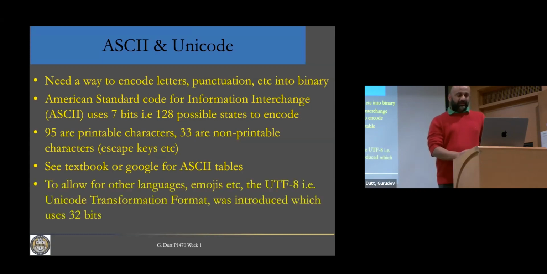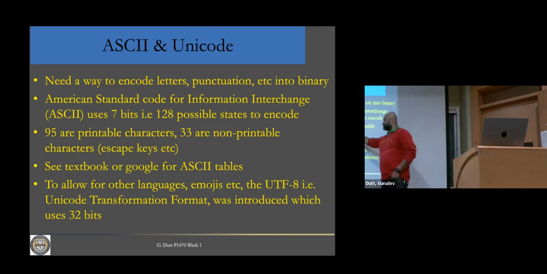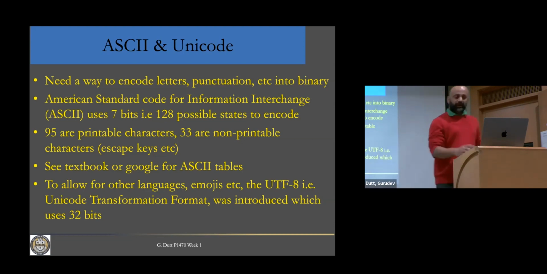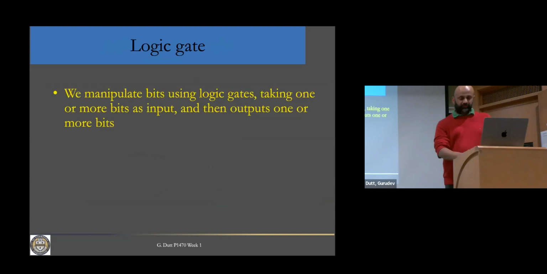The one thing you should know nowadays is that, to allow for other languages, any other types of characters, and also emojis and so on, the standard that is now used is called UTF-8, and that has 32 bits instead of 7 bits. So it's a bit bigger file when you save it in UTF-8 format. So that was just about how we represent numbers and letters. As you can see, anything can be represented in this binary form.